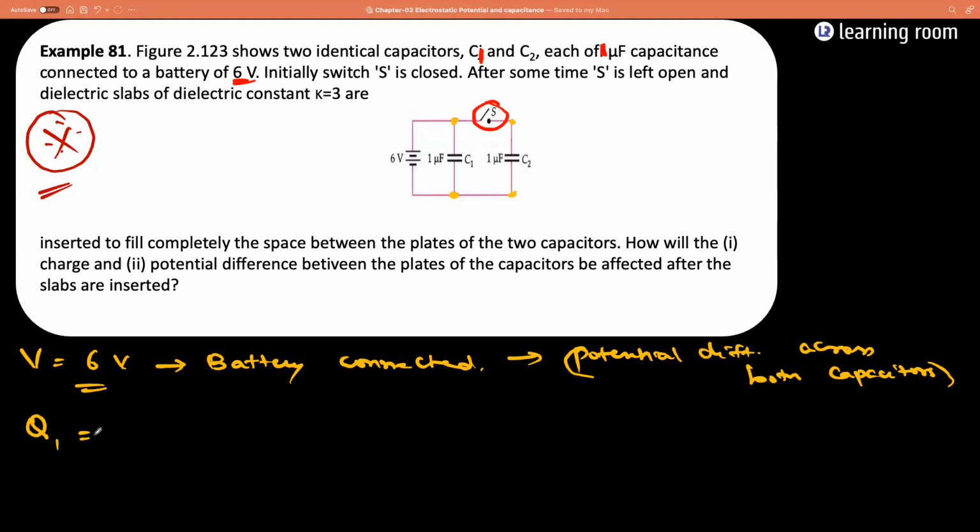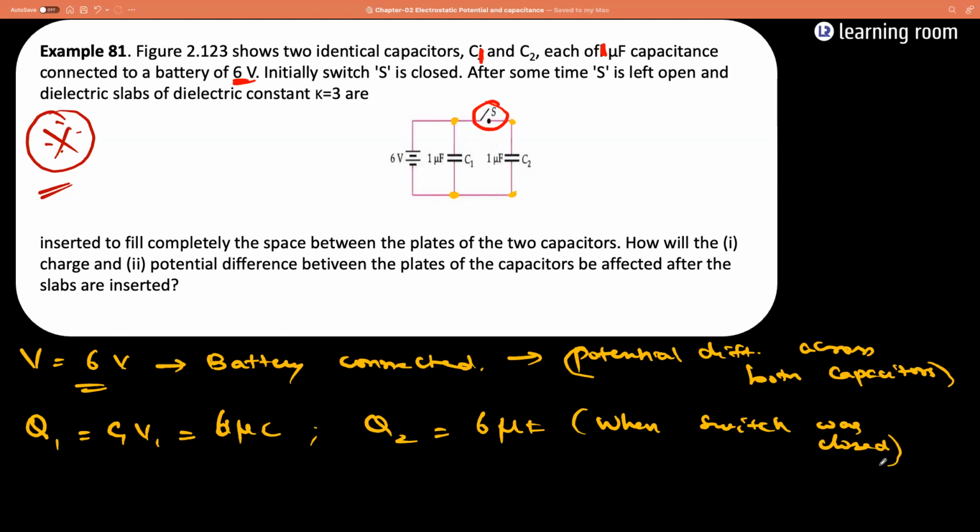So what is the charge on the first capacitor? C1 into V1, that is going to be 6 microcoulomb. What about Q2? Q2 is also 6 microcoulomb when the switch was closed.